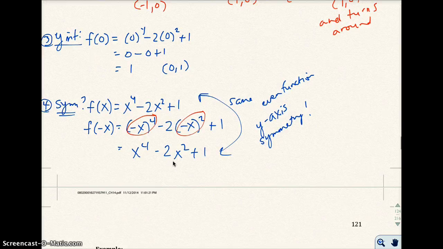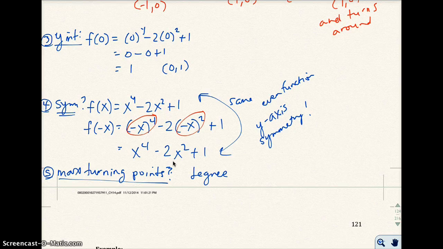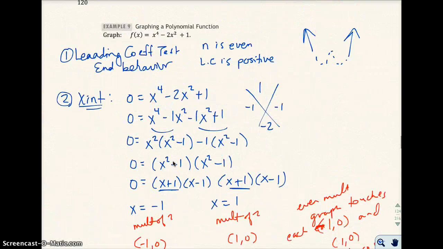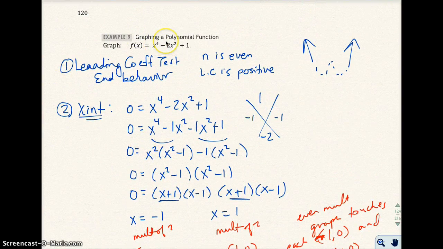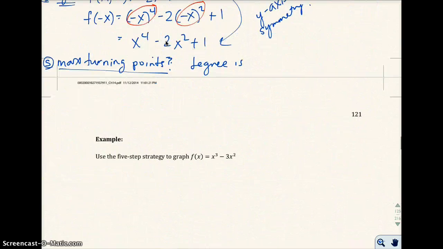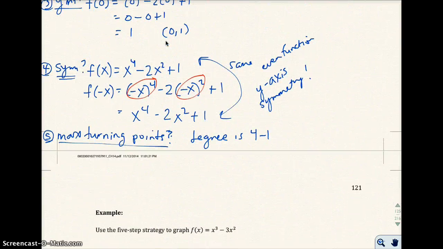Okay, and then we'll look at max turning points. The degree is 4, and we do 4 minus 1, which is equal to 3. So you should have 3 turning points.